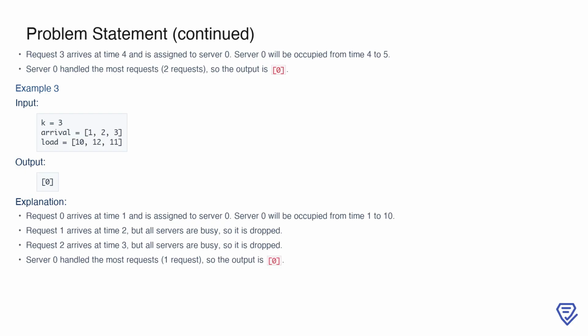Let's review one more example where K equals 3, arrival equals [1, 2, 3], and load equals [10, 12, 11]. Here, the first request is assigned to server 0, which processes it from time 1 to 10. The second and third requests arrive while server 0 is still busy, so both are dropped. As a result, server 0 handled the most requests, with just 1, and the output is 0.